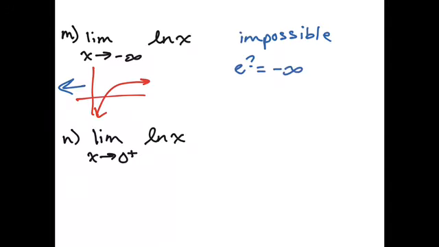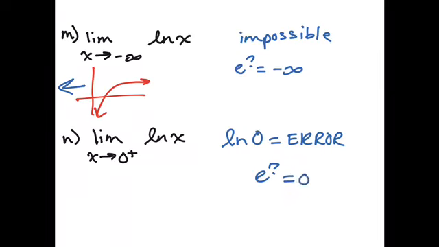What I can ask, though, is for the one-sided limit as x approaches 0. So if I were to type in ln of 0 into my calculator, what's it going to tell you? Error. And that's because 0 is not in the domain. e to what power equals 0? Not going to happen.